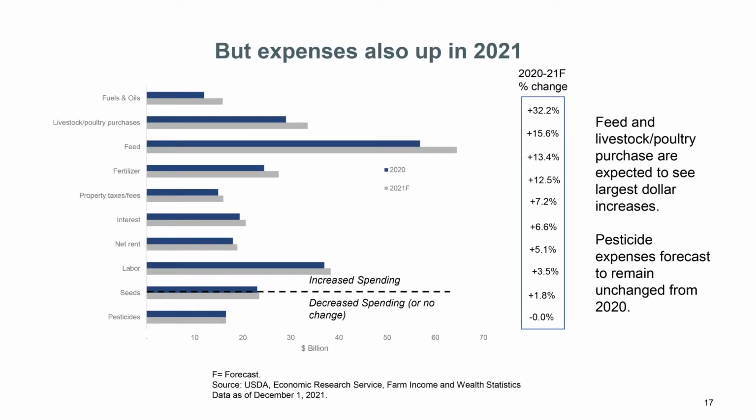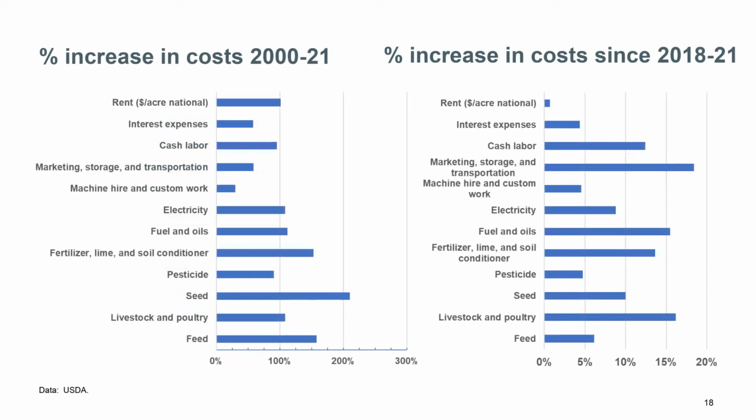Expenses up in 2021 by quite a bit across the board. I've got another slide here. I'll talk about this one a little bit more. So we've seen cash rent going up relative to 2020 to 2021, as well as from the last Farm Bill. So if we look back to the last Farm Bill at the end of 2018 till 2021, we're also seeing increases in these expenses. Cash labor is one of the largest, also storage and transportation costs going up significantly.